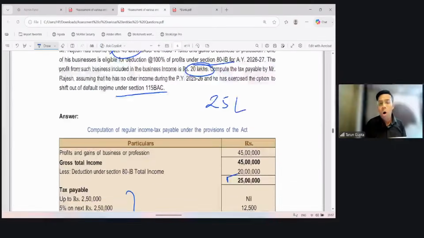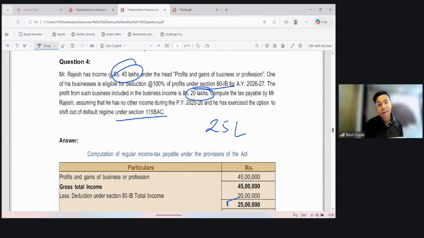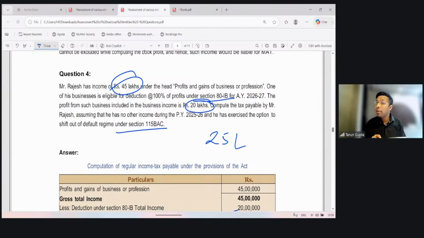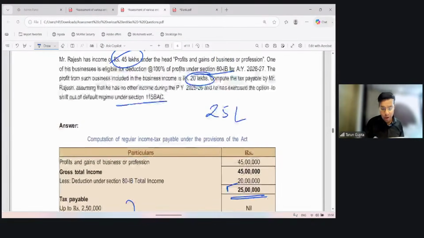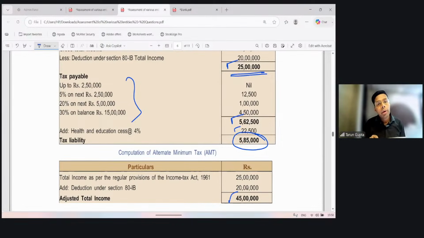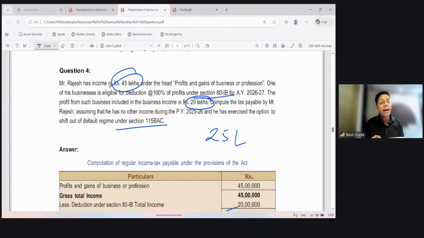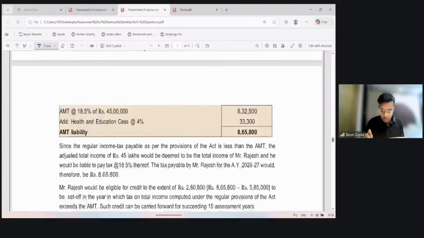But now since he has opted out of the default tax regime, he has opted for the old tax regime, and he has claimed a deduction under Part C of Chapter 6A, I have to compute the AMT as well. So what is the adjusted total income? I start with the income computed in normal provision, 25 lakh, and I add the deduction claimed under Part C, which is 20 lakh. So the ATI shall be 45 lakh. Now, he's an individual, so the AMT rate is 18.5%. I'll apply 18.5% on this 45 lakh.